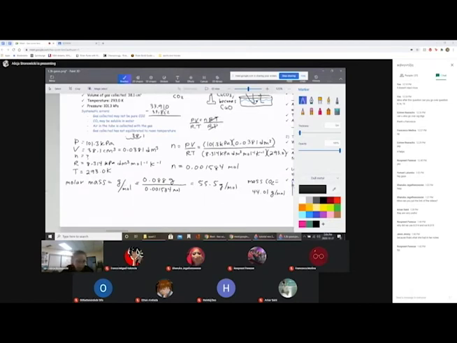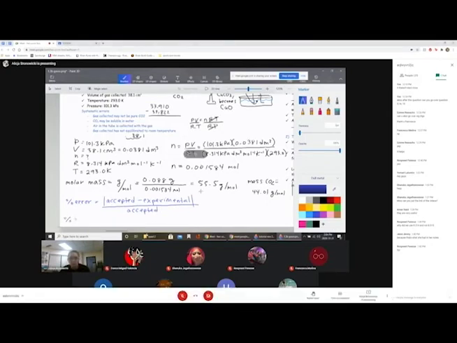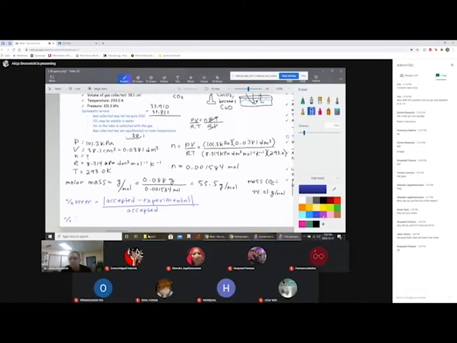Okay, so I'm going to show you another calculation. It's called percent error. So I'm going to do it in a different color. So percent error equals the absolute value of your accepted minus experimental over accepted. Do we all know what an absolute value is? I don't know if you learned that in math. An absolute value always gives you a positive number.